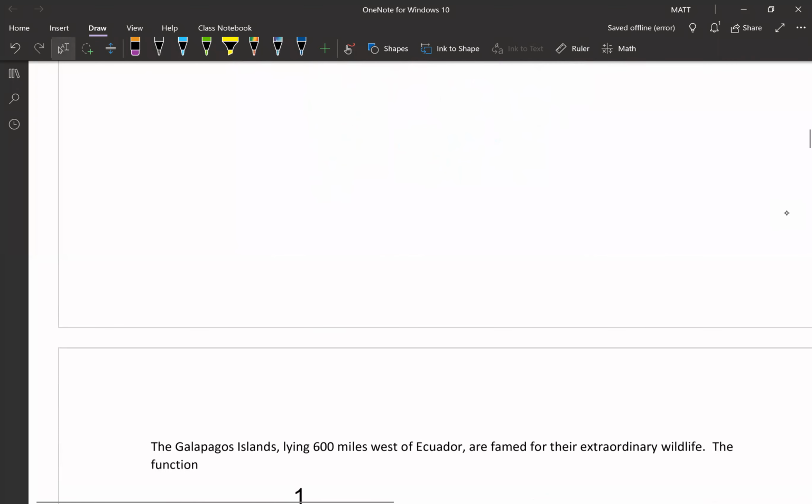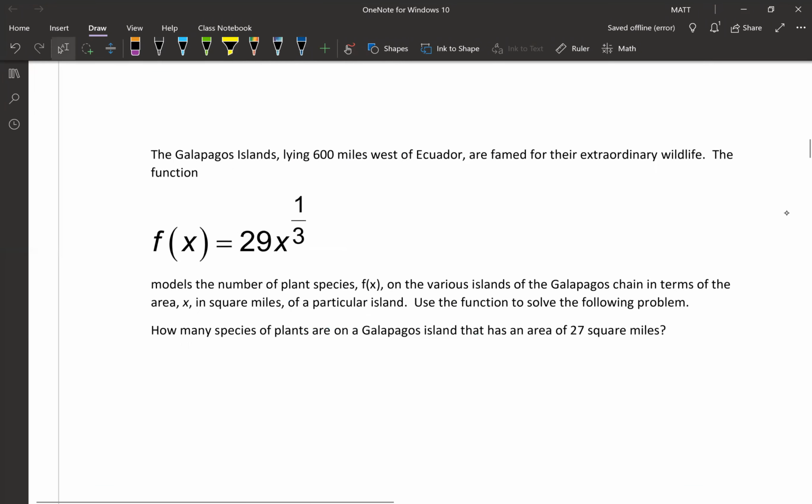Move on to the next part now. This one's going to be a word problem. It says the Galapagos Islands, lying 600 miles west of Ecuador, are famed for their extraordinary wildlife. So we're given a function: f of x is equal to 29 multiplied by x raised to the 1/3 power. It says this models the number of plant species, so that's our f of x, on the various islands of the Galapagos chains in terms of area, x. So our variable x is our square mileage, of whatever island we're looking at.